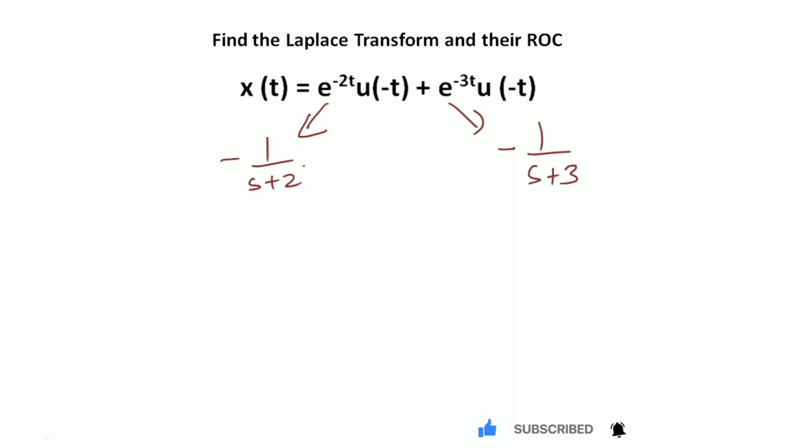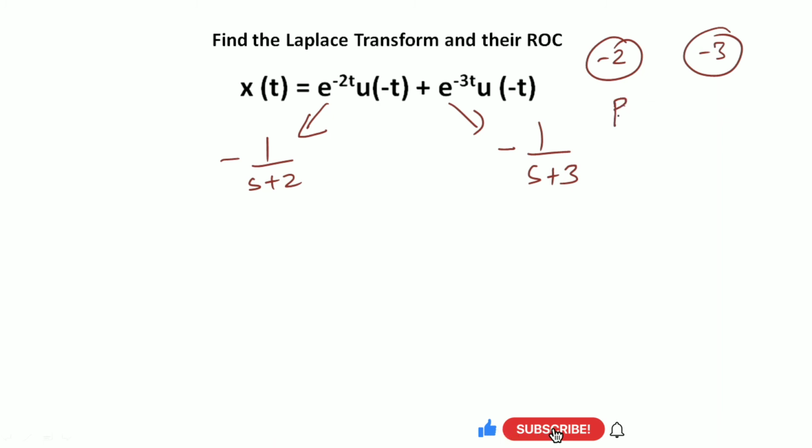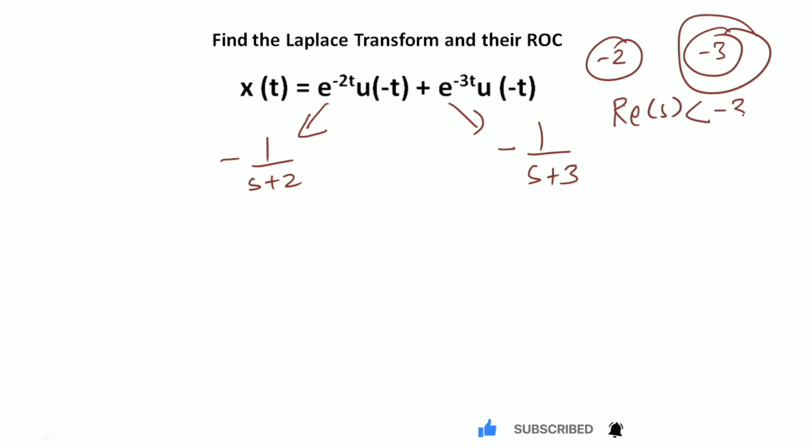What will be the ROC of this? This will be minus 2, and for this one it will be minus 3. And here we have to include the region of convergence. For the left sided signal, it will be the minimum value of the pole. So what is the minimum value? We have minimum value minus 3, so it will be minus 3.